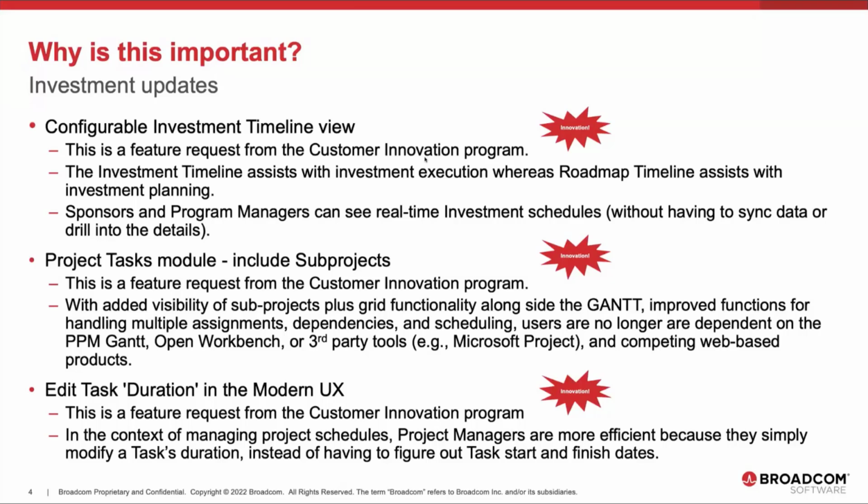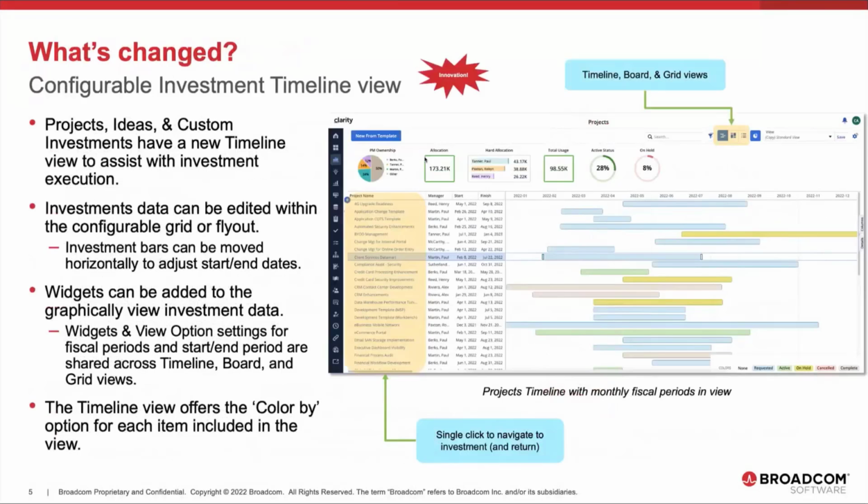Our users are no longer dependent on the PPM Gantt, Open Workbench, or third-party tools, and potentially competing web-based products. The ability to edit the duration in the modern UX, in the context of managing project schedules, means project managers are far more efficient because they simply modify a task duration instead of having to figure out task start and finish dates. So what's changed?